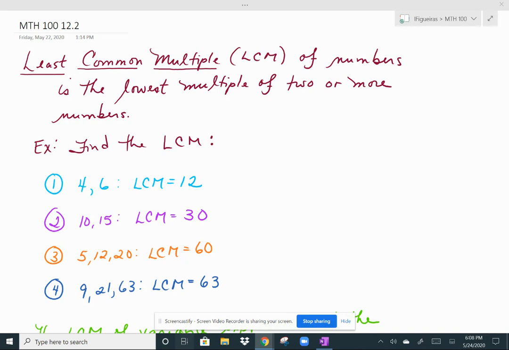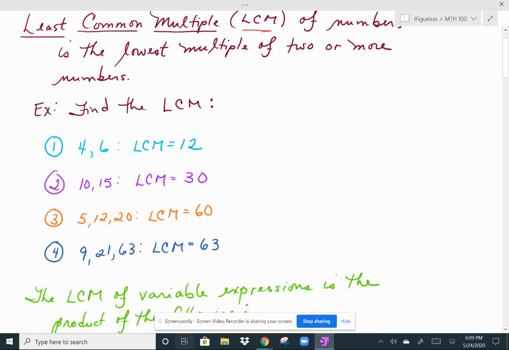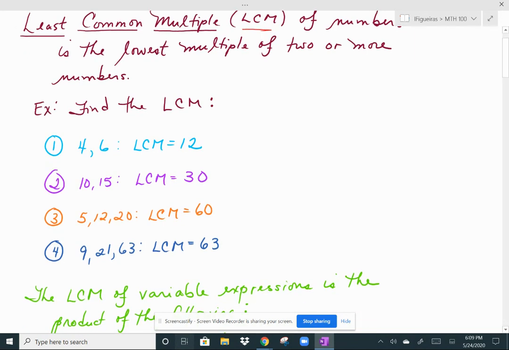So the first term we want to make sure we know is called the least common multiple, sometimes referred to as the lowest common multiple. That's abbreviated as LCM. The LCM of numbers is the lowest multiple of two or more numbers. Before we introduce variables, let's just practice a few. The LCM of 4 and 6 is 12. So that is the lowest multiple that 4 and 6 have in common.